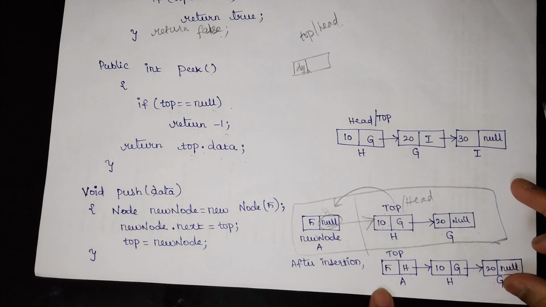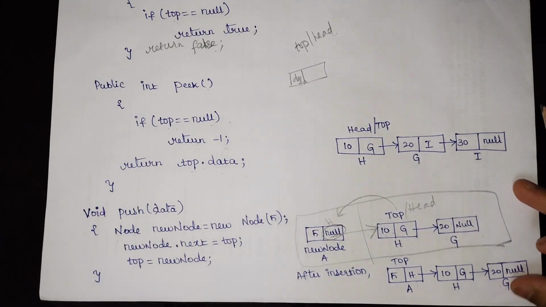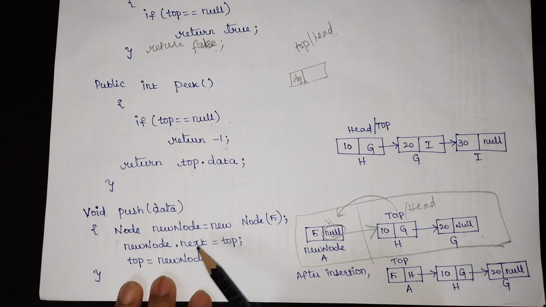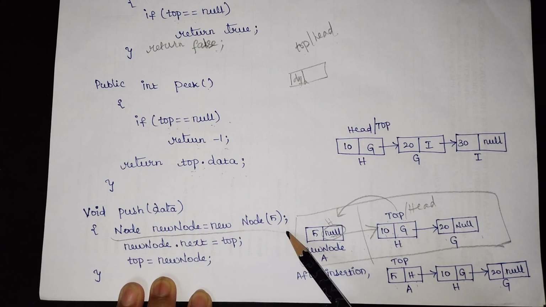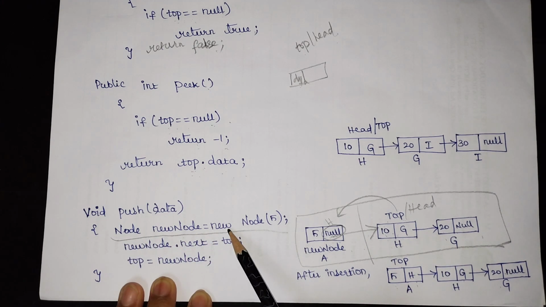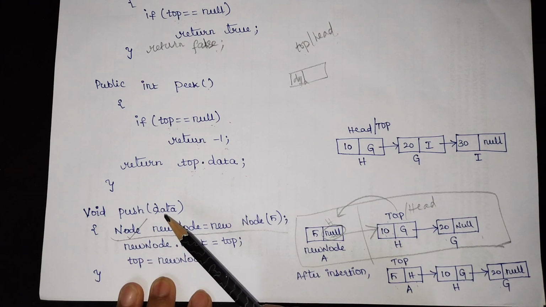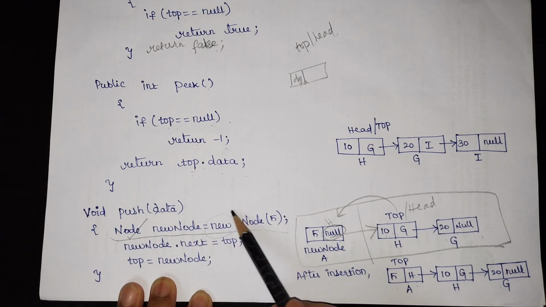So how do we do it in the form of code? When you are performing an insertion operation, you first need to create a node. How do I create a node? Just by this statement, you can see I have created an object. What is that object? It is for the class Node. We have already seen the class Node, which is for creating a node. So here I have created a new object, and the object reference is newNode.